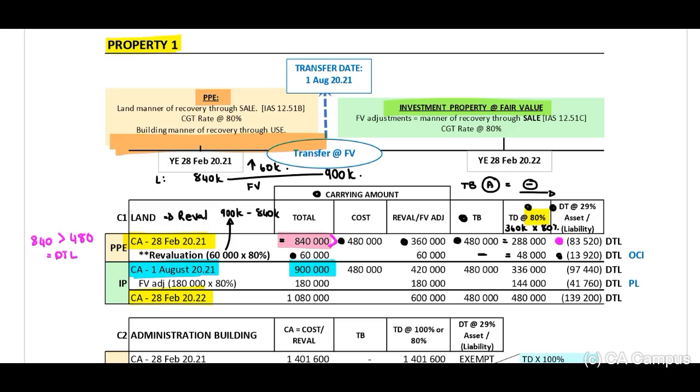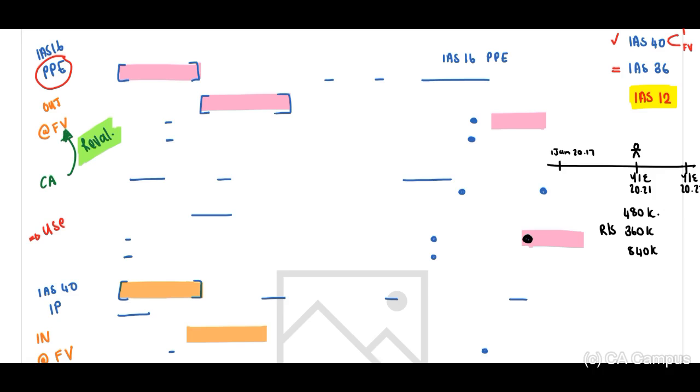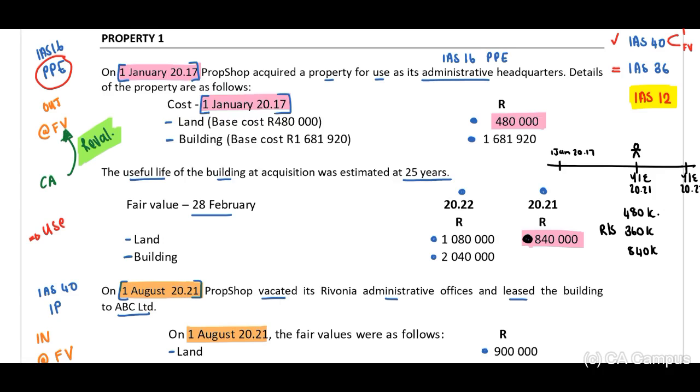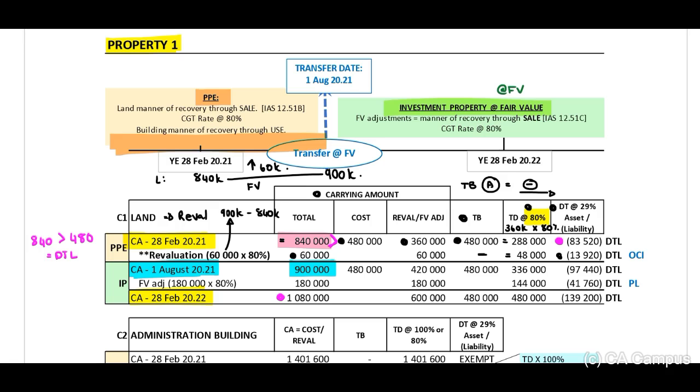Right. Now, at year end, in terms of our investment property, we need to measure our investment property at fair value. When you look at our timeline at the top, measure at fair value. Now the fair value of our land is 1,080,000. When you look at our scenario, they've indicated this to us. The fair value at the end of 2022, 1,080,000. Therefore, there will be a fair value adjustment to the value of 180,000. This will be the 1,080,000 minus the 900,000. 180,000.